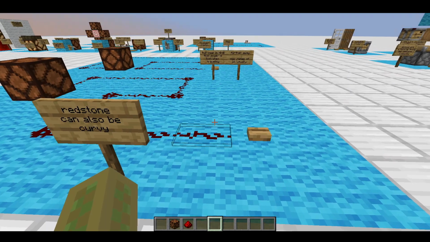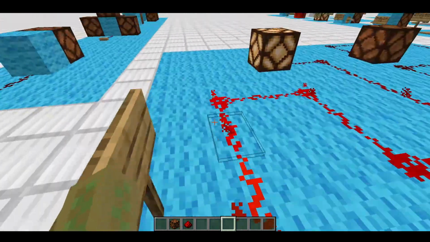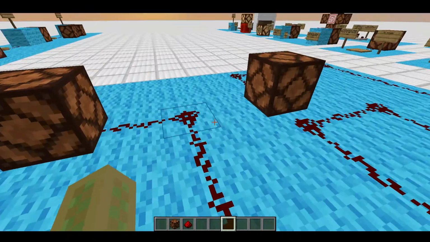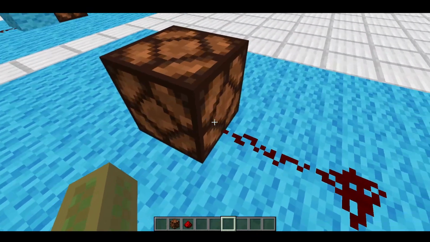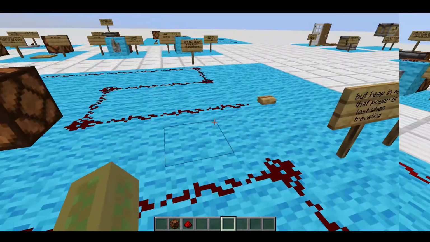Now, redstone can also be very curvy sometimes. As you see, you can curve it around like this, and then it can connect in a straight line to this lamp and power it. Nice.